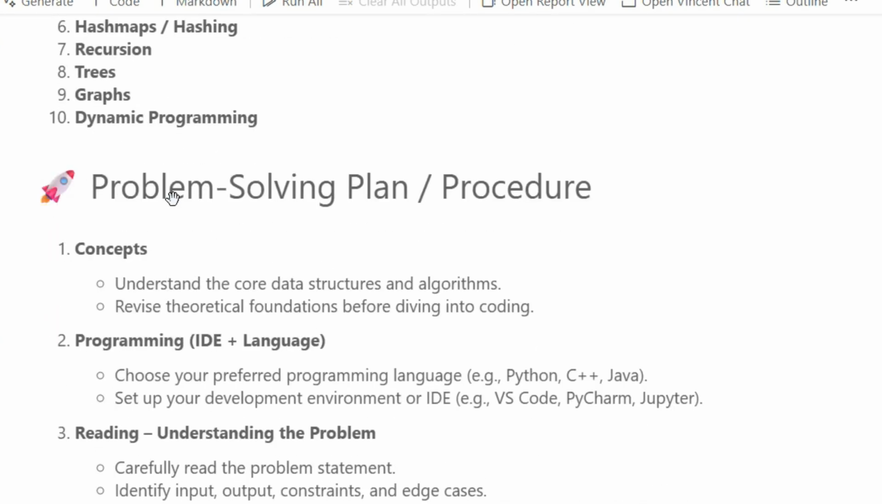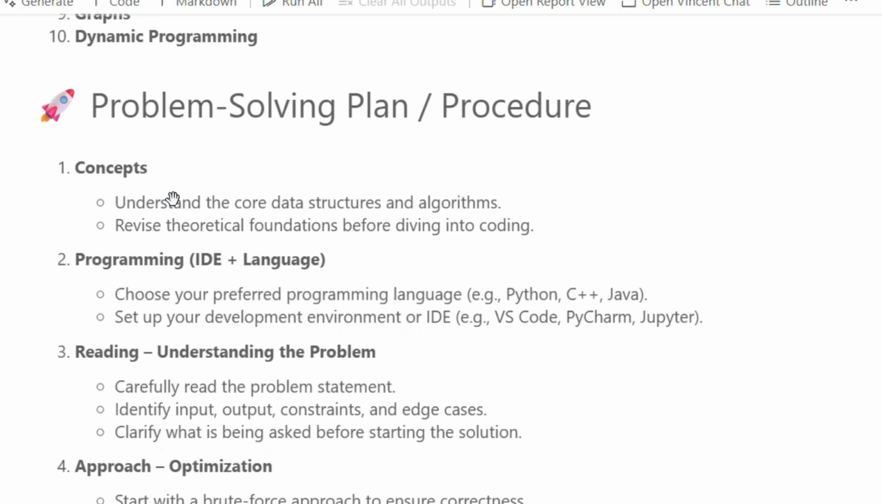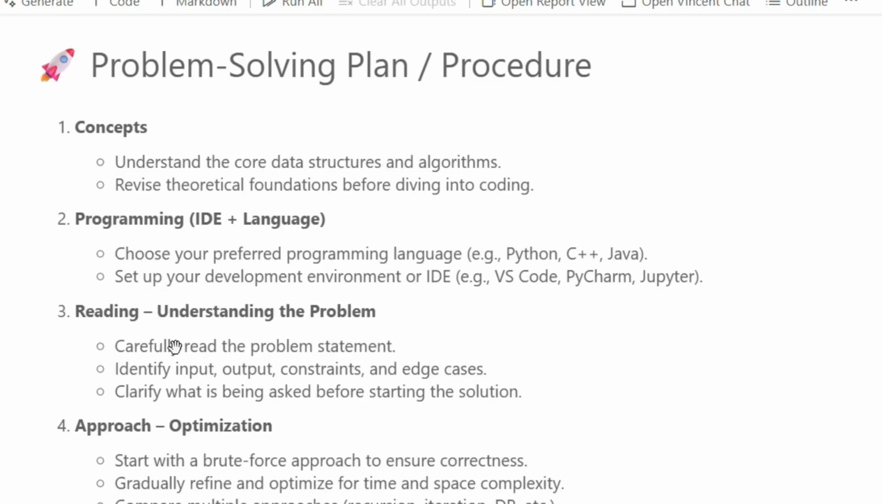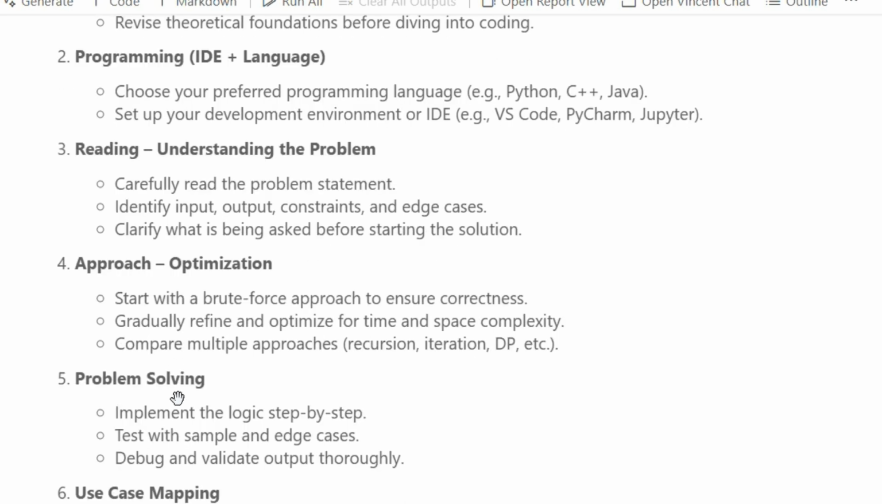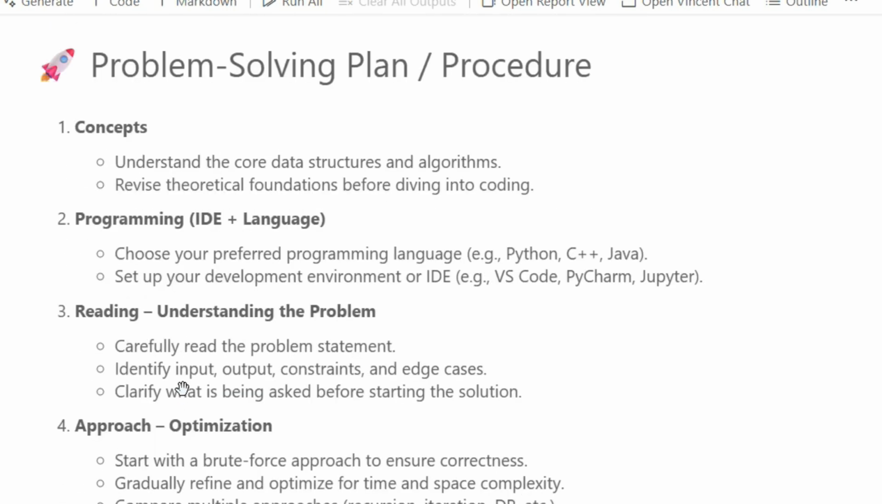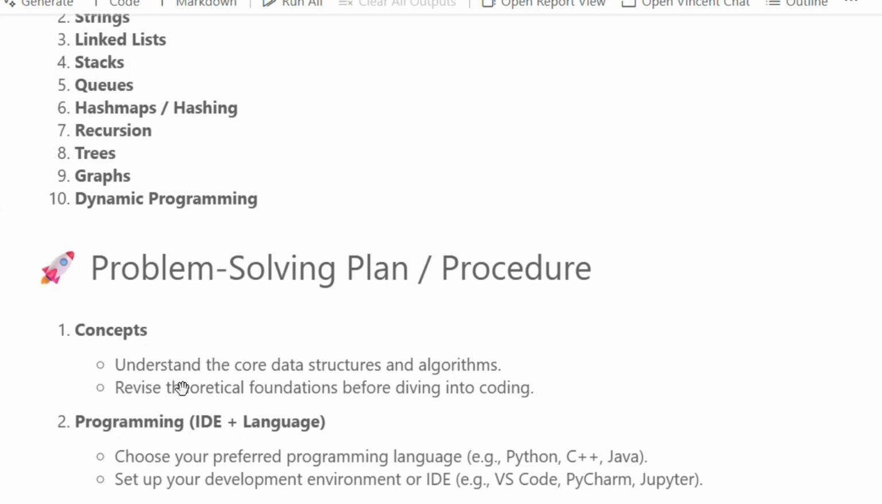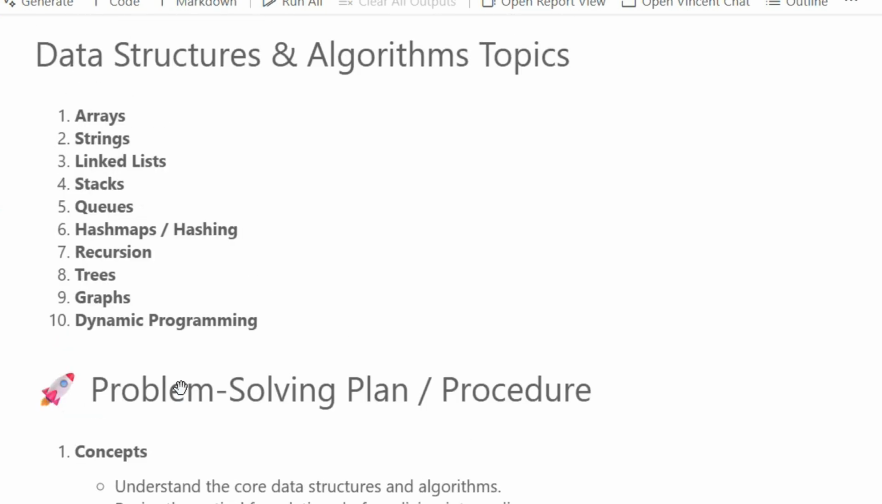When it comes to solving the problem, here is my strategy or procedure. The first one will be the concept, the second one will be the programming, which we try to rely on the IDE and language. The third one is reading, understanding and digesting the problem. The fourth one will be the approach, because optimization is the most essential in LeetCode and especially in DSA. Then problem solving mindset and use case mapping. These 6 steps formula help to succeed in problem solving inside the DSA LeetCode. Without further delay, now let us jump into today's problem.